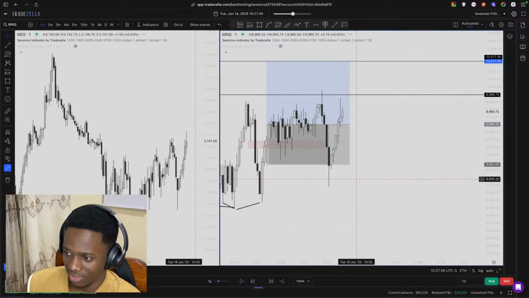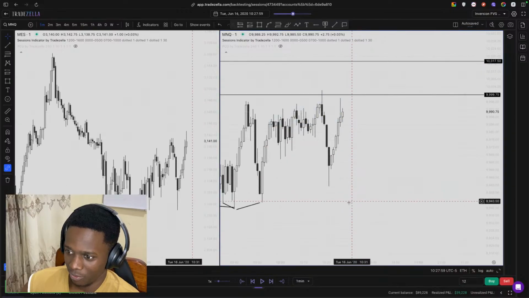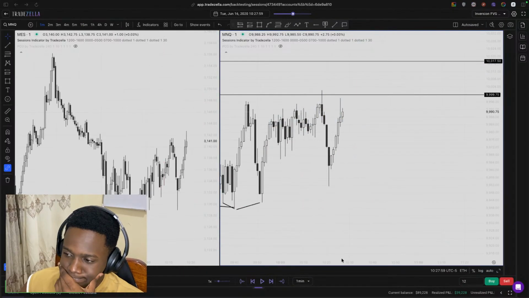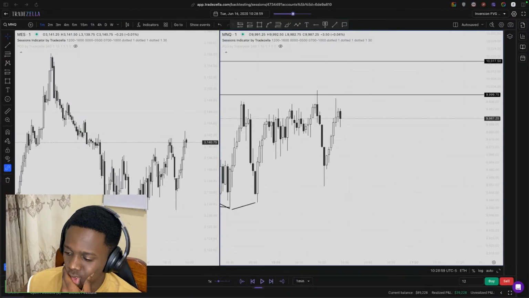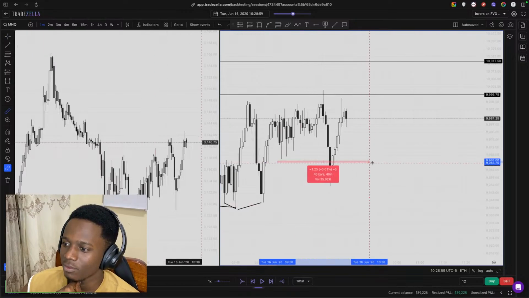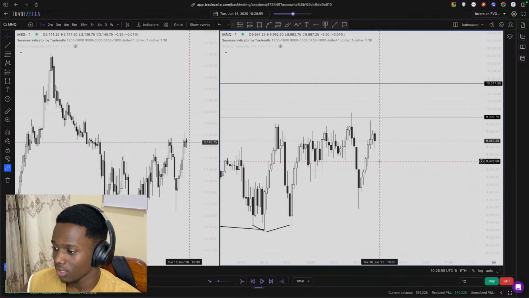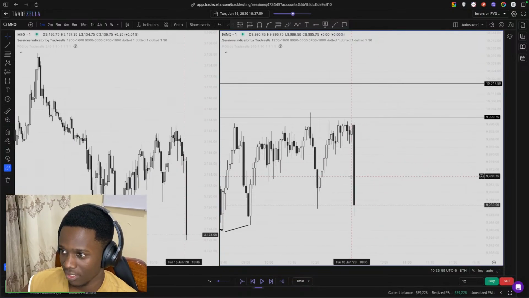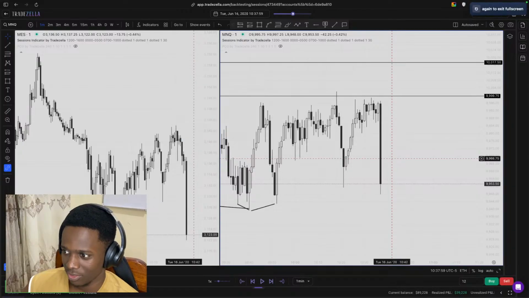And obviously this is not an entry I will take because there is no POI holding price here, but I would still love to see price show some movement higher. So we have a run on this low here and expansion higher. I think this is going to be a consolidation day.